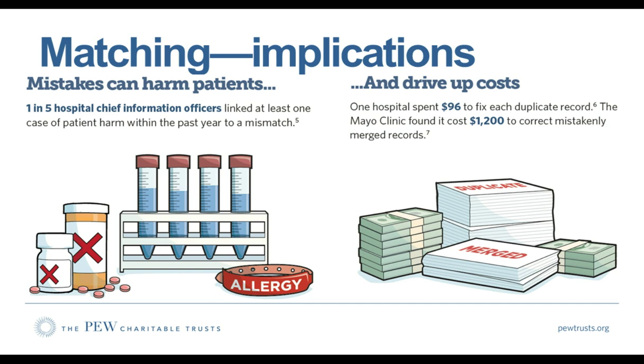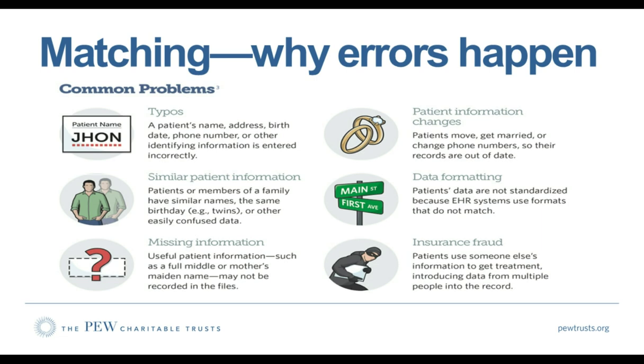This can also drive up costs. One study found that deduplicating records, so when there are 2 records for a patient, can cost around $100, and that to merge 2 records or to demerge 2 records that have been linked incorrectly can cost up to $1,200. And this doesn't account for other costs that can be incurred, such as for duplicate tests or services.